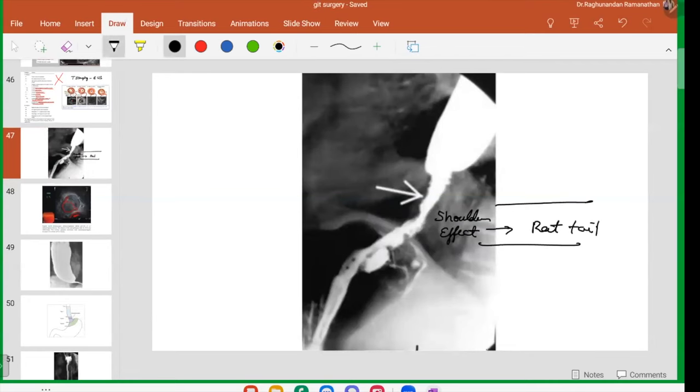It's looking like a tail. Can you see here? This looks like a tail. Okay, this is rat tail appearance. This rat tail appearance you see in the carcinoma esophagus.